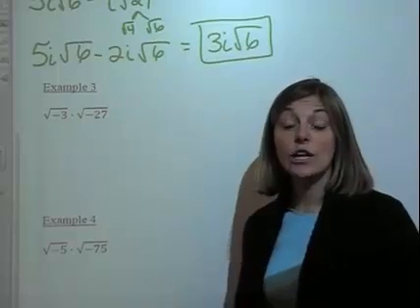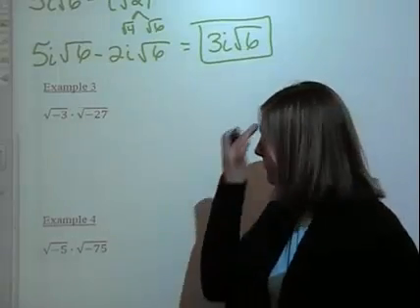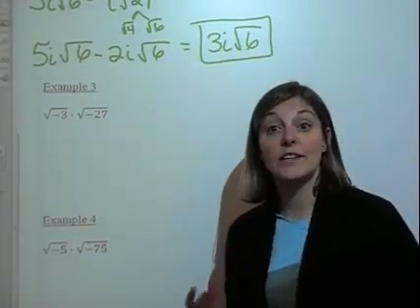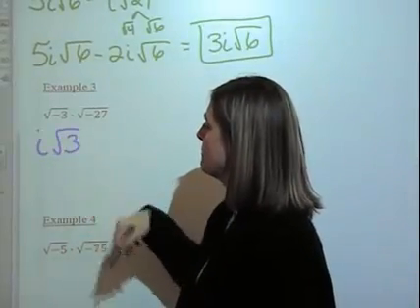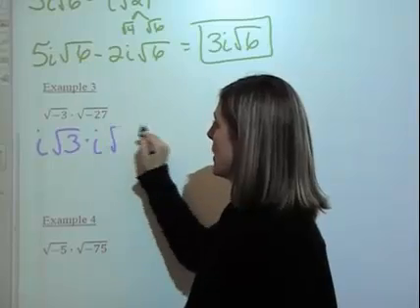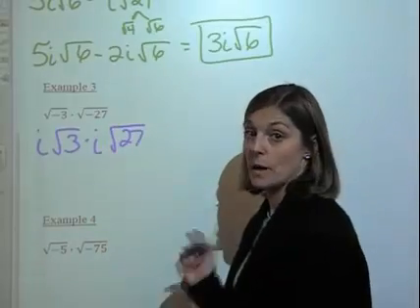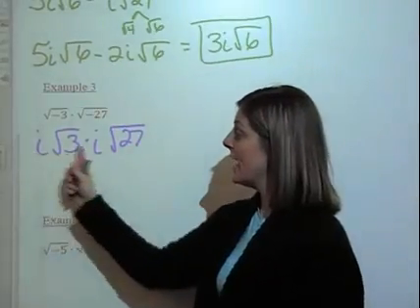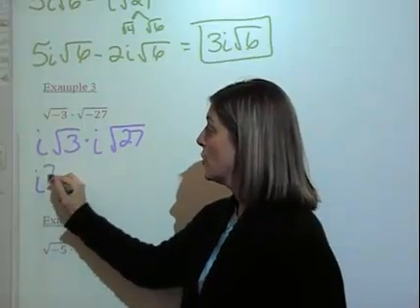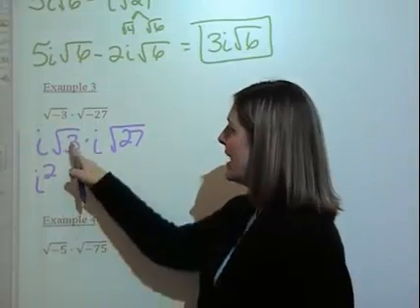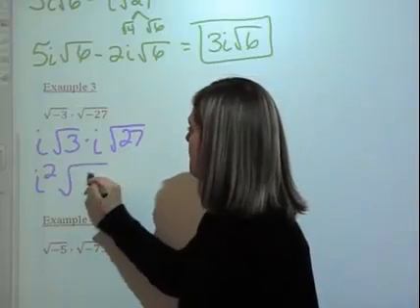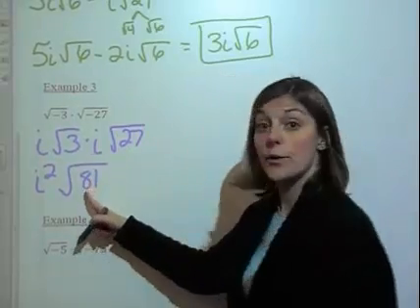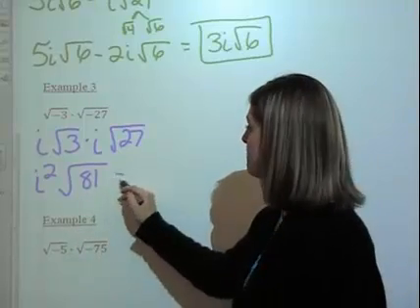All right, now let's take a look at example number 3. Remember to pull out your i's first. So we have i square root of 3 times i square root of 27. Now we can multiply i times i, which is i squared. And then square root of 3 times square root of 27 is square root of 81. Well, the square root of 81 is 9.